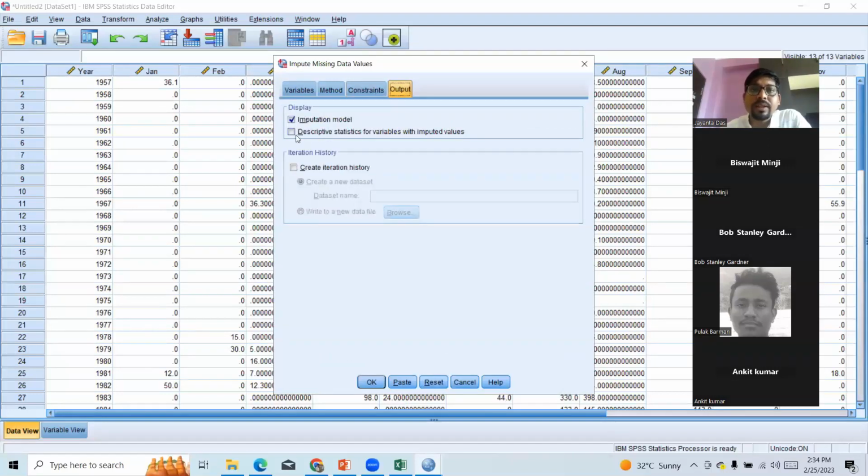imputation model, descriptive statistics, you should click on that. Descriptive statistics for a variable with imputed value, and create iteration history. Okay, you have to assign another name, history. You can give any name, doesn't matter, and just click on OK.